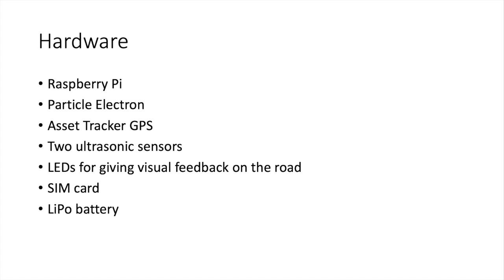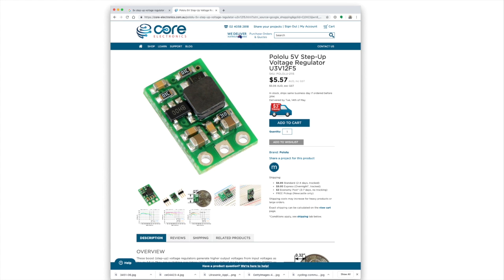Now just a side note on that battery power, I've come across a problem with powering my project using only the LiPo battery. The ultrasonic sensors use a 5-volt signal, so it looks like the battery isn't providing enough power to get those working at the same time as the asset tracker. To keep me running, I've just been plugging in my laptop as a power source, but I've ordered this 5-volt step-up voltage regulator, and hopefully once I get that connected I should be able to provide a bit more current.